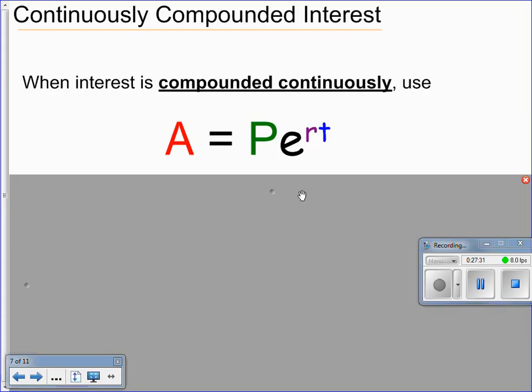In this formula, P is your principal or your initial amount, just like it was for the compound interest formula. R is your rate, which needs to be a decimal, so don't put it in as a percent. You've got to change it first. And then T is time in years. You never plug anything in for E, you just use the E button on the calculator. Okay, so E is 2.718, and you can use the E function in the calculator.